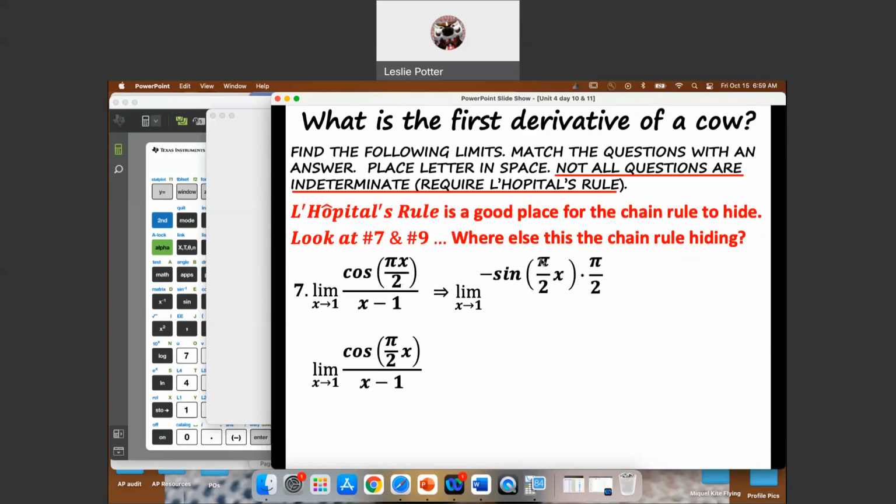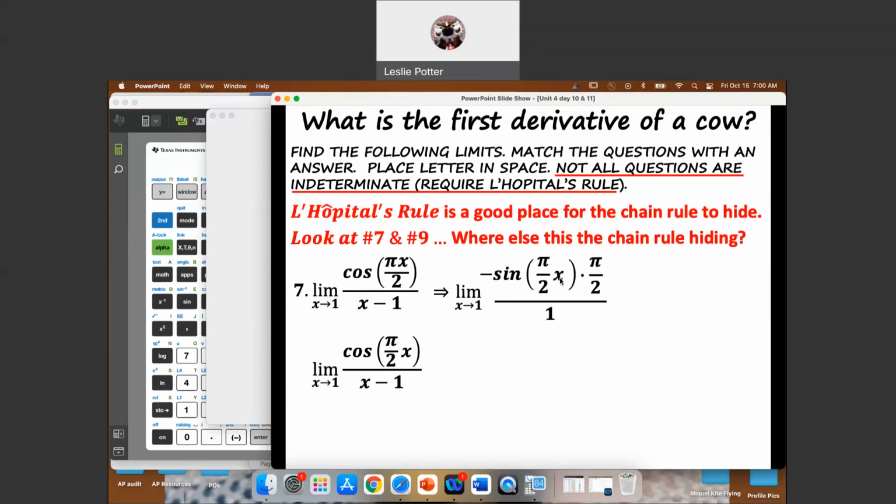This is just a linear function. Like 3x, the derivative will be 3. 7x, the derivative will be 7. Negative 34x, the derivative will be negative 34. Pi over 2x, the derivative is pi over 2. Okay, so there's our hiding chain rule. And then let's take the derivative of the bottom, which is just 1. We know we're out of the woods because the bottom can never be 0, so we don't have to do L'Hopital's again.